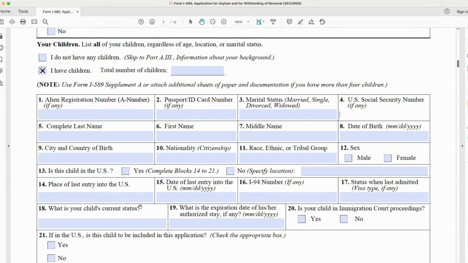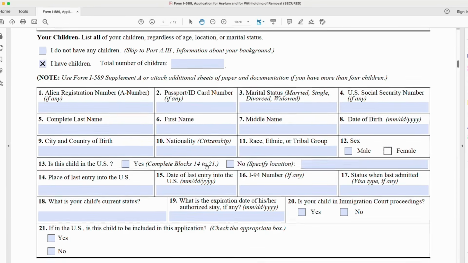Next, write your child's full name on questions 5, 6, and 7, starting with their last name, then first name, then middle name, if they have one. On question 8, write their date of birth. For question 9, write the city and country where your child was born. For question 10, write your child's nationality. And for 11, write their race, ethnic, or tribal group. For question 12, select your child's sex.